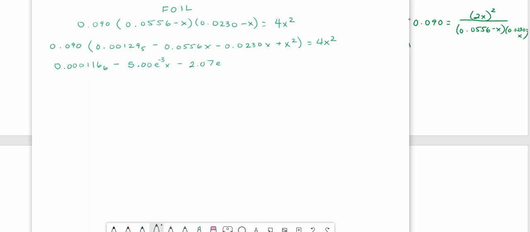So this is 2.07 times 10 to the negative 3 plus 0.090x squared, and all of that is equal to 4x squared. So I'm going to combine my like terms here. So 5 times 10 to the negative 3 and 2.07 times 10 to the negative 3. Both of those are negative, so I'm going to have, let's call this 1.17, 2, 3, 4.